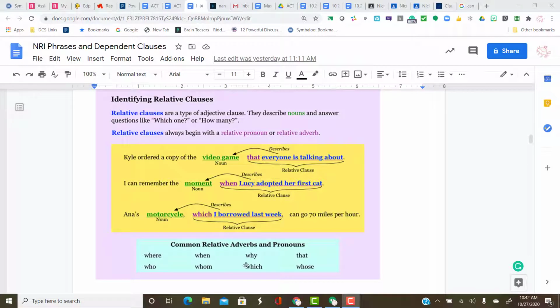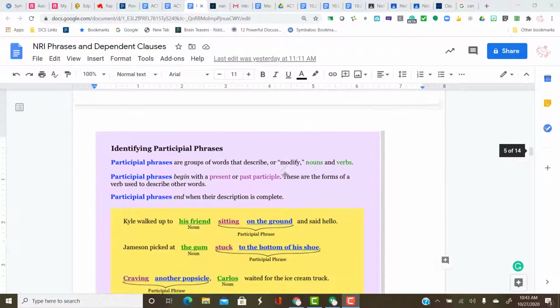It's basically who, whom, whose, which, and that. And then they add why and when and where. Those are the adverbs. But anyway, I remember the moment when Lucy adopted her first cat. When Lucy adopted her first cat: Lucy adopted, it's got a subject and a verb, so it's a clause, begins with a relative adverb, when, and it describes moment. Which moment? The moment when Lucy adopted her first cat.